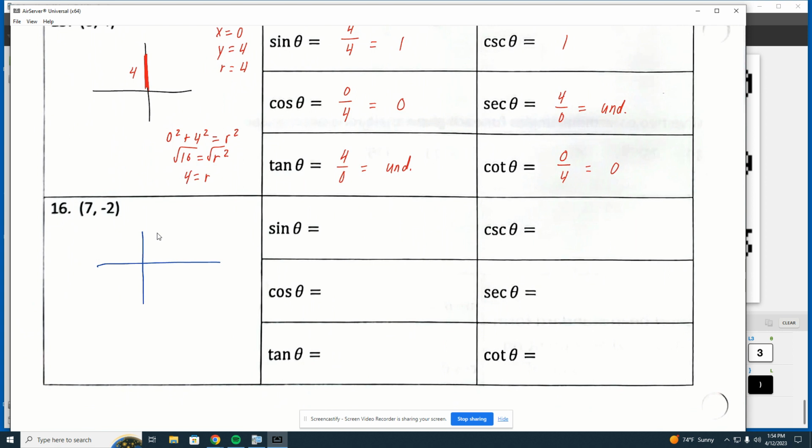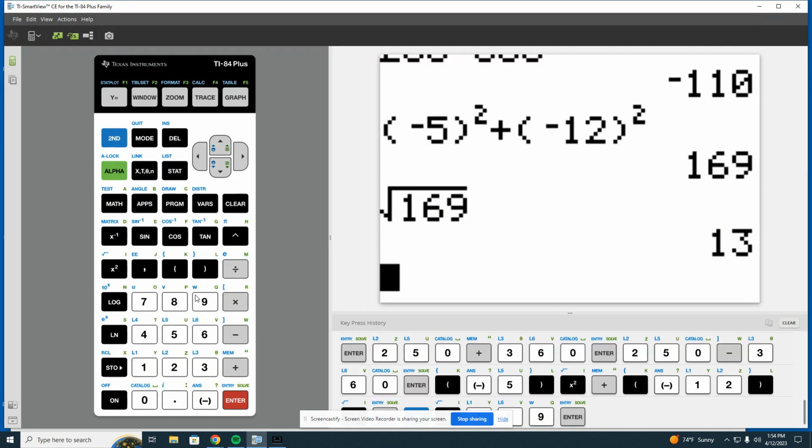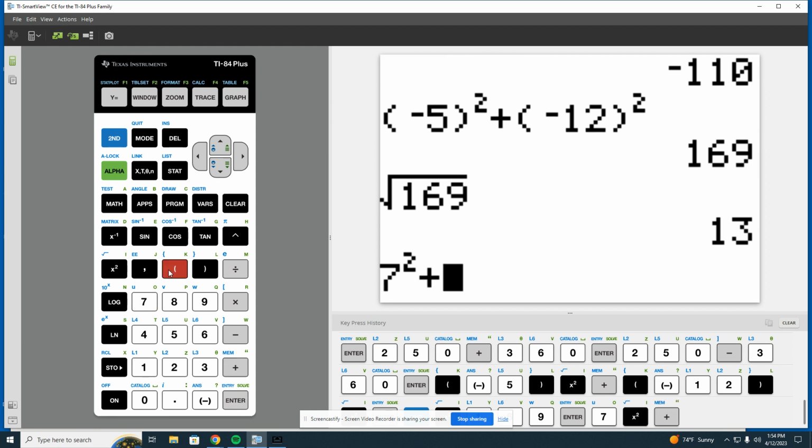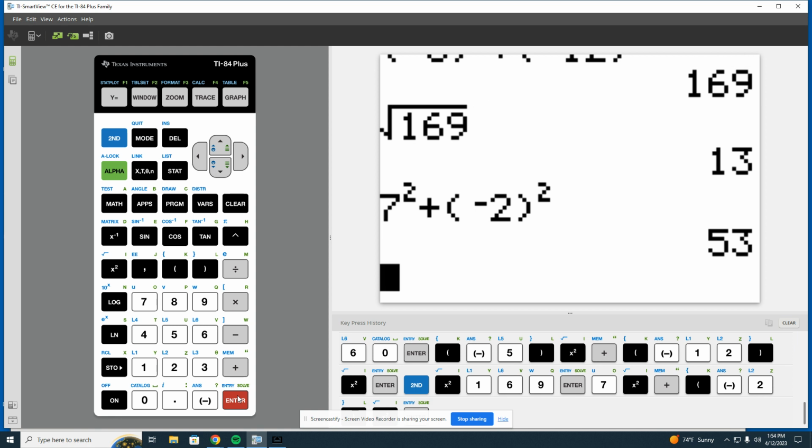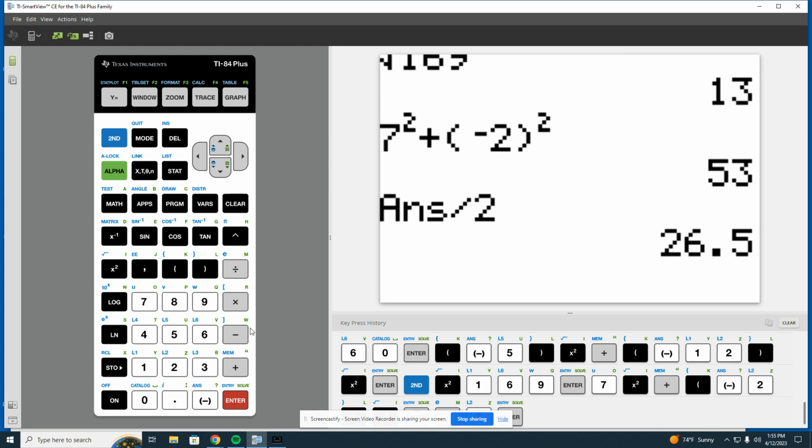So this one is going 7 to the right, it's going down 2, creating this right triangle where there's my 90-degree angle. So right here is my theta. So I'm going to type in 7 squared plus negative 2 squared equals r squared. So let's go see what that is. 7 squared plus, in parentheses, negative 2 squared is 53. We're going to take the square root of 53, and 53 is not divisible by any perfect square.